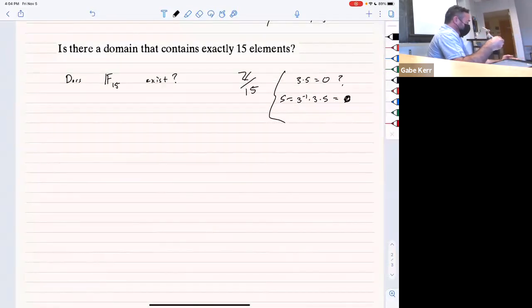I'll tell you why it doesn't exist. In fact, you're right: the only finite fields that exist have prime power order. So 15 is not a prime power, and there's no field with 15 elements. The reason is that if you have a field, finite or otherwise, you can talk about its characteristic. Let's say I have a finite field F. One is an element of F, and I can look at all the multiples of one. In other words, I can add one to itself as many times as I want.